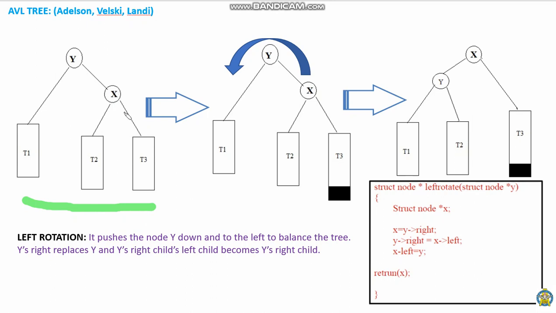Now let us imagine we add a node at T3. That means the height increases by 1 at T3.